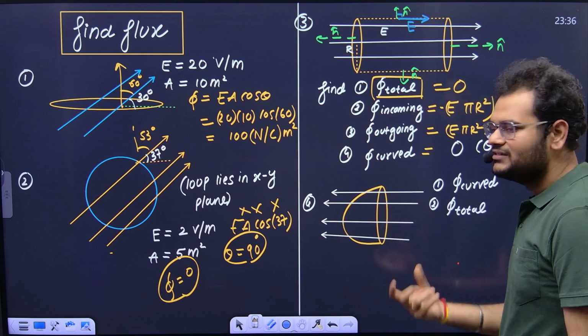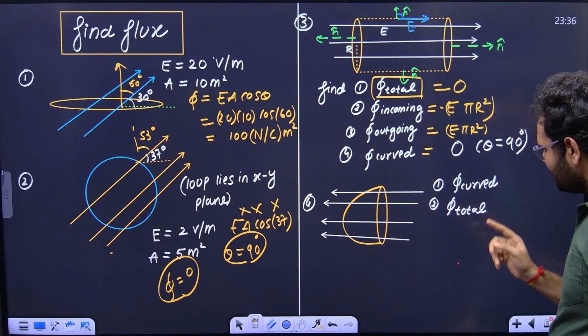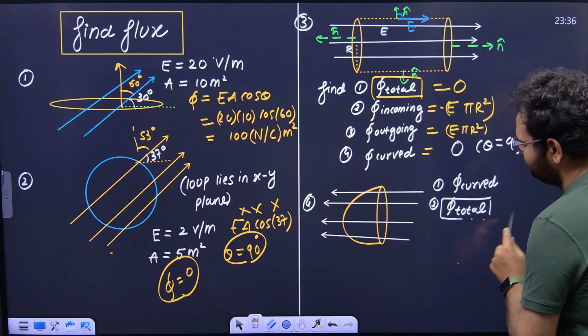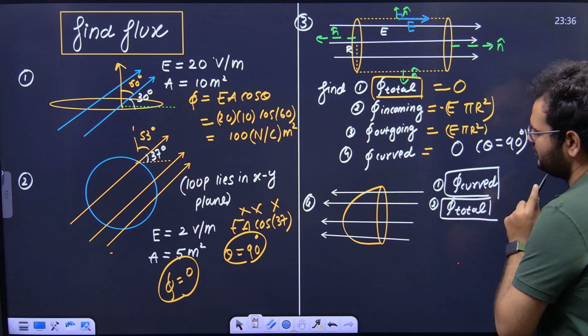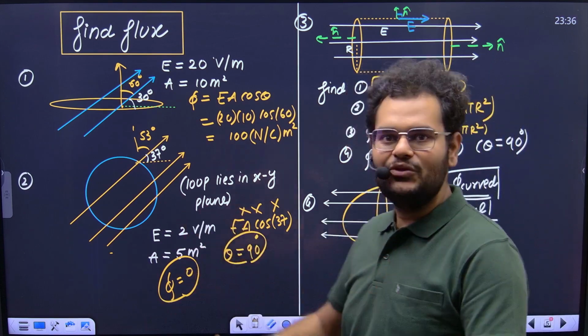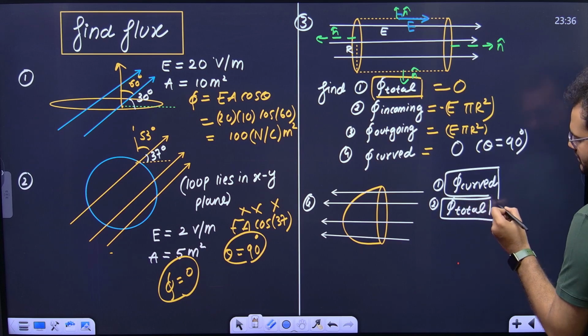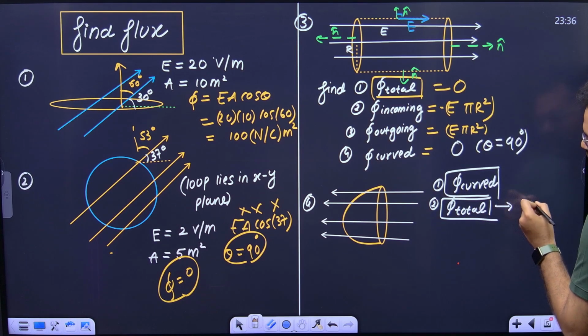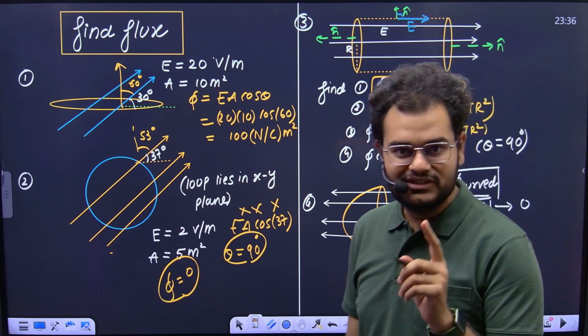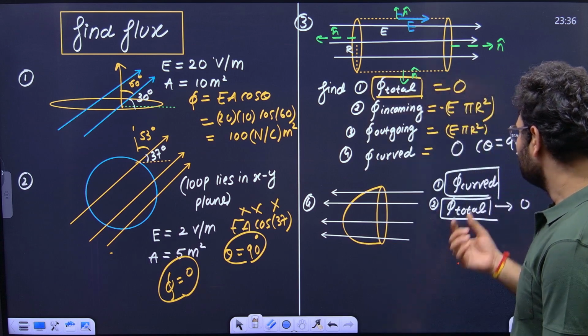Can you tell me this? I want total flux, and I want curved surface flux. Total, anyway you can tell it is a closed surface, 100% is a closed surface. So for closed surface, what is the flux? Is equal to 0 in a uniform electric field. Always remember. Okay. What about the curved surface?